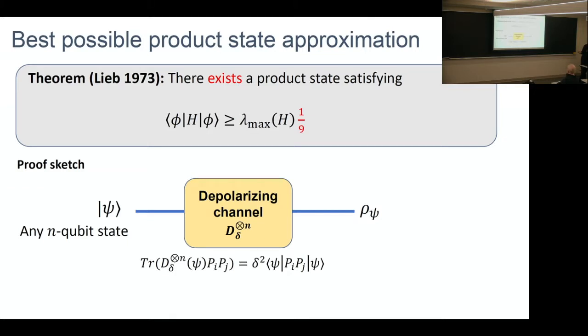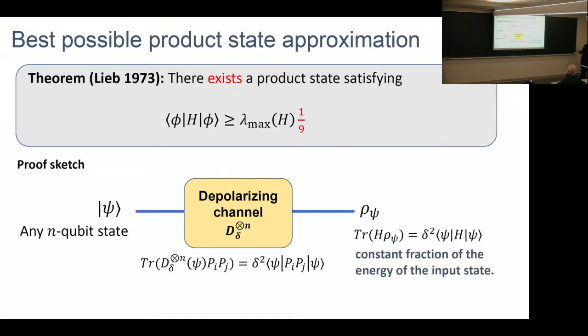If this were just one of these P's, we would get a delta. If there were k of them, we would get delta to the k. So every Pauli operator gets attenuated by a factor of delta. And since our terms are two-local, we get delta squared. Okay? So the output state has energy which is delta squared times the input state, for any delta. So this is just a way of adding noise to a state and relating the energy of the noisy state to that of the original state.